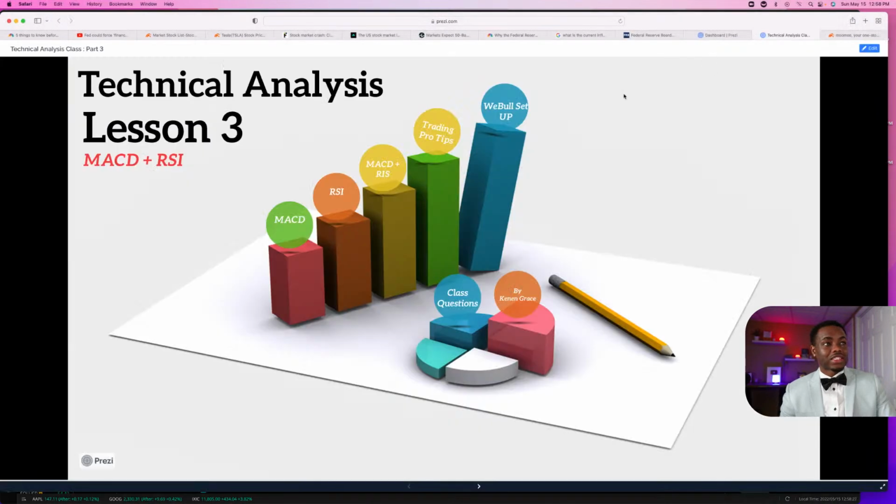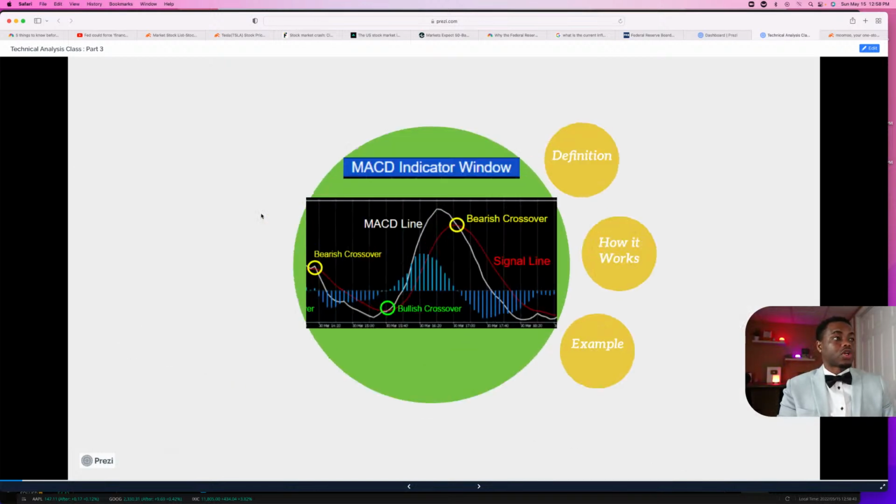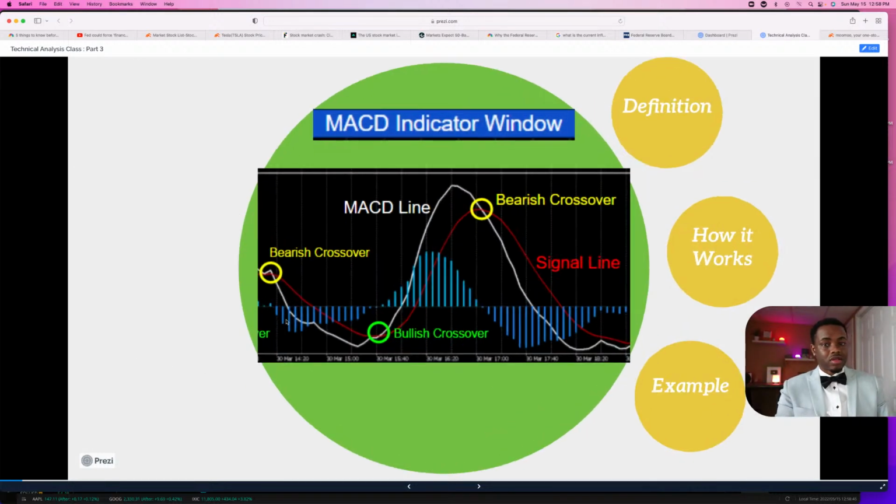Now, let's talk about it. This is technical analysis, lesson 3. At the time of this recording, you should have already taken lesson 2, lesson 1 first, 2 second. Let's get to it. We talked about MACD and RSI, but now it's time for the official lesson. So MACD is what we'll start with first. This is how it looks. If it looks confusing to you, take your time. You can watch this again, but you're going to understand it by the time we're done.